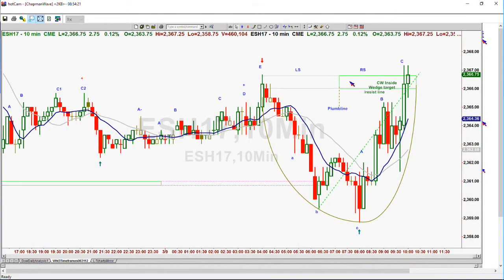Folks, we're back. Let me just quickly show you the cup formation here in the 10-minute E-mini. This is the left side high. This is the left side to the right side. This is called the plumb line. You've got to identify that plumb line. This is the Chapman Wave inside track, and we just broke out.